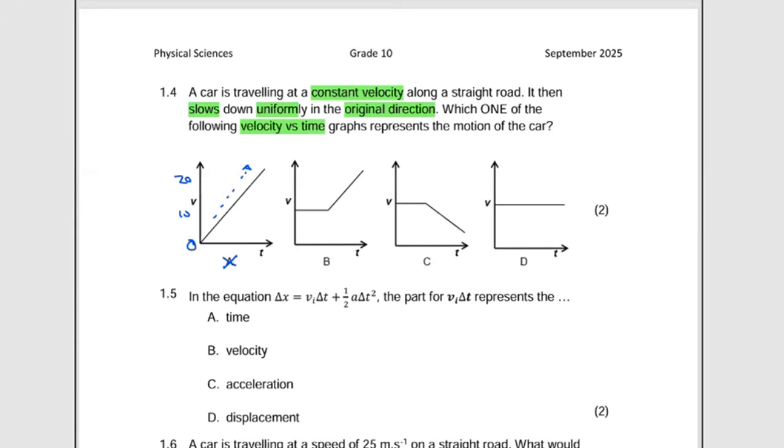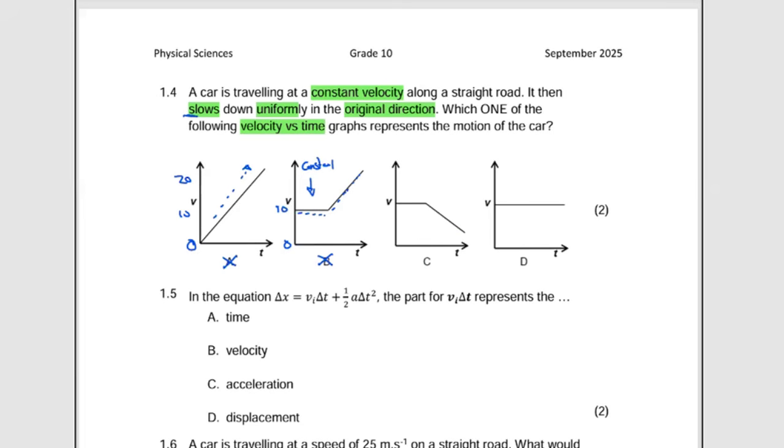Then we also have option B. The first part there, assuming 10 again, you can see that the velocity is constant. We have a constant velocity, but after that it no longer decreases, it is actually increasing. But here we need something that slows down after that constant velocity. So our option B is also incorrect.